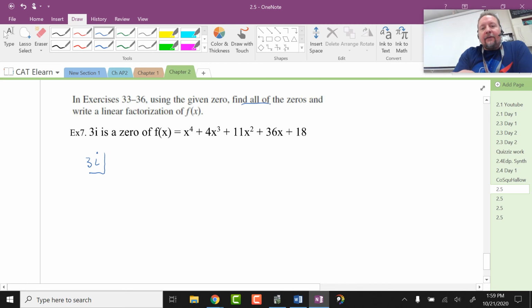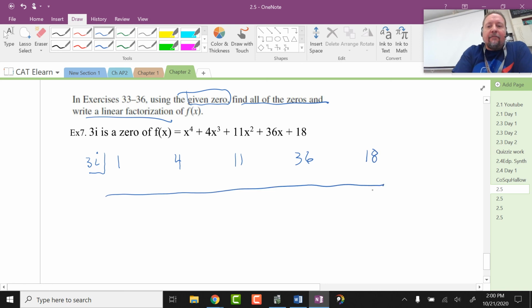Hey, it says find all the zeros and write a linear factorization. I don't believe I did that on this question. I might have. With the given 0, 3i is a 0? Okay. If that's true, hey, by the way, look at how much space I'm writing. Then I should be able to synthetically divide by it and get 0 as a remainder. So that's what I'm going to do.